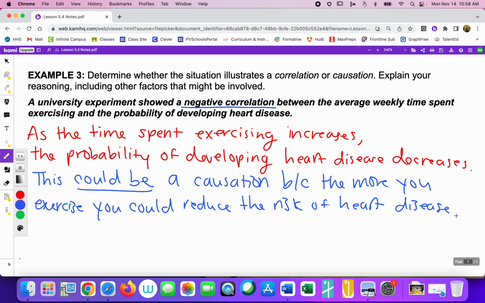Something like that in your own words. You don't have to have the exact same wording. Again, most of the explanations are going to be done for you on that aspect, but you might have a test question like this. Okay. Now, the other thing, what other factors might be involved that could affect whether this is causation or not?